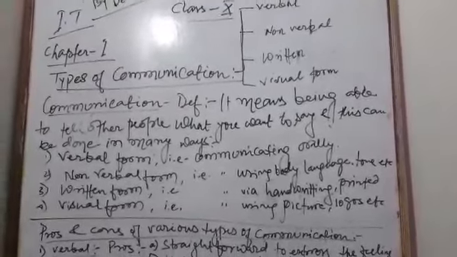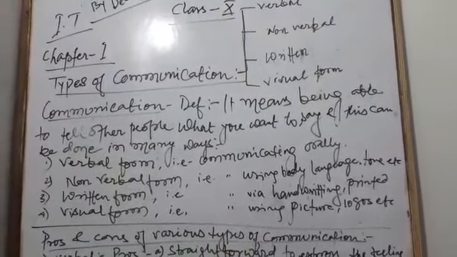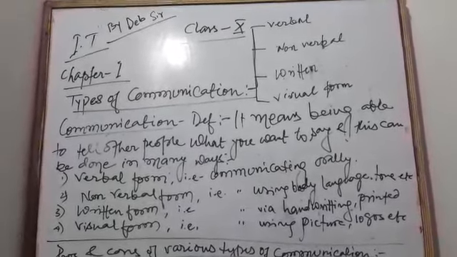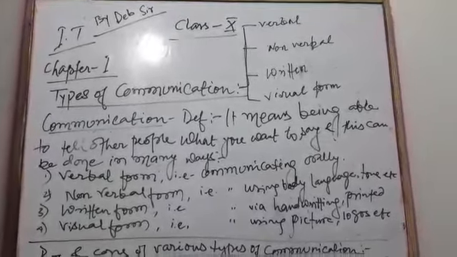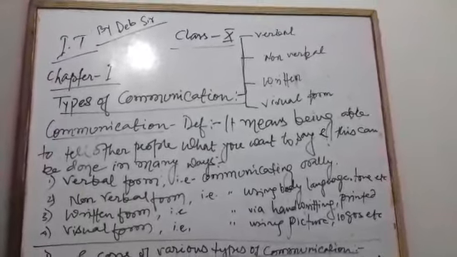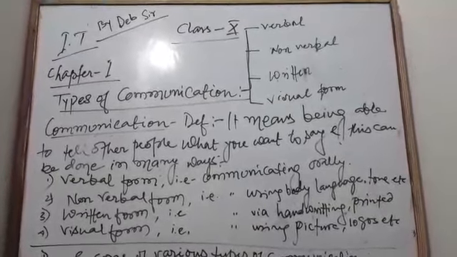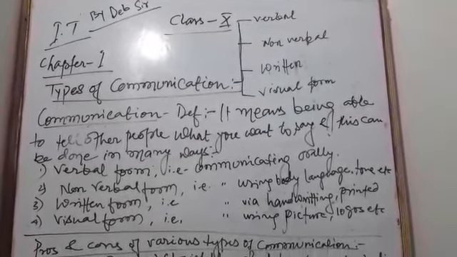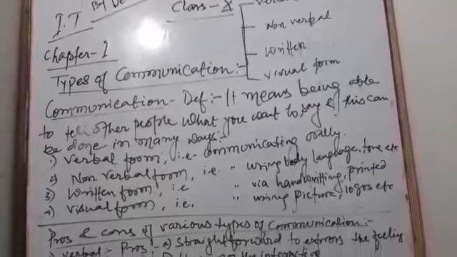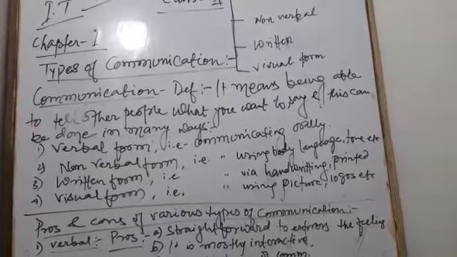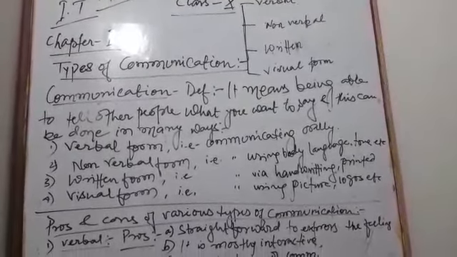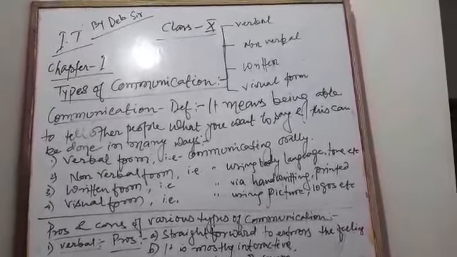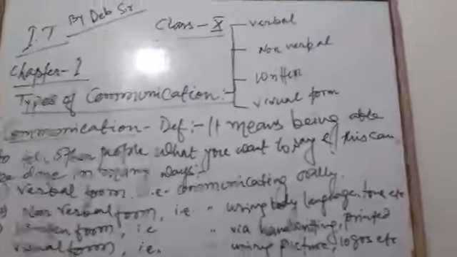Definition: it means being able to tell other people what you want to say, and this can be done in many ways. As we know, communication is the way by which we can share our emotions, feelings. We can share with our friends with the help of some written form, pictures, logos, photos, etc. So in this chapter we have to go through different topics that are related to types of communication. So here we can see 4 different types of communication.